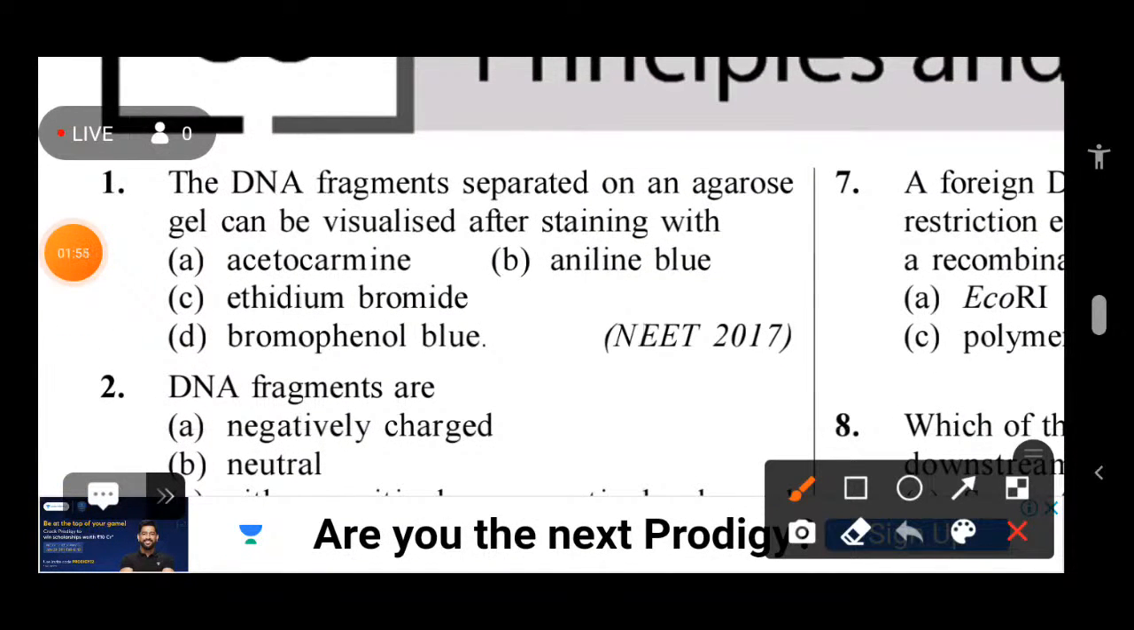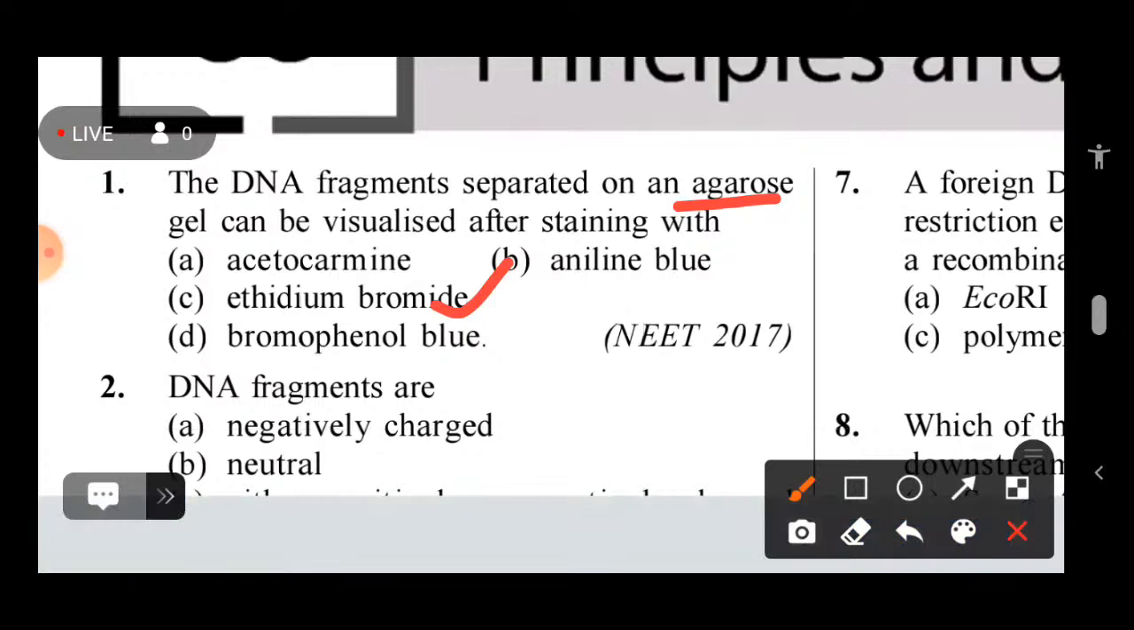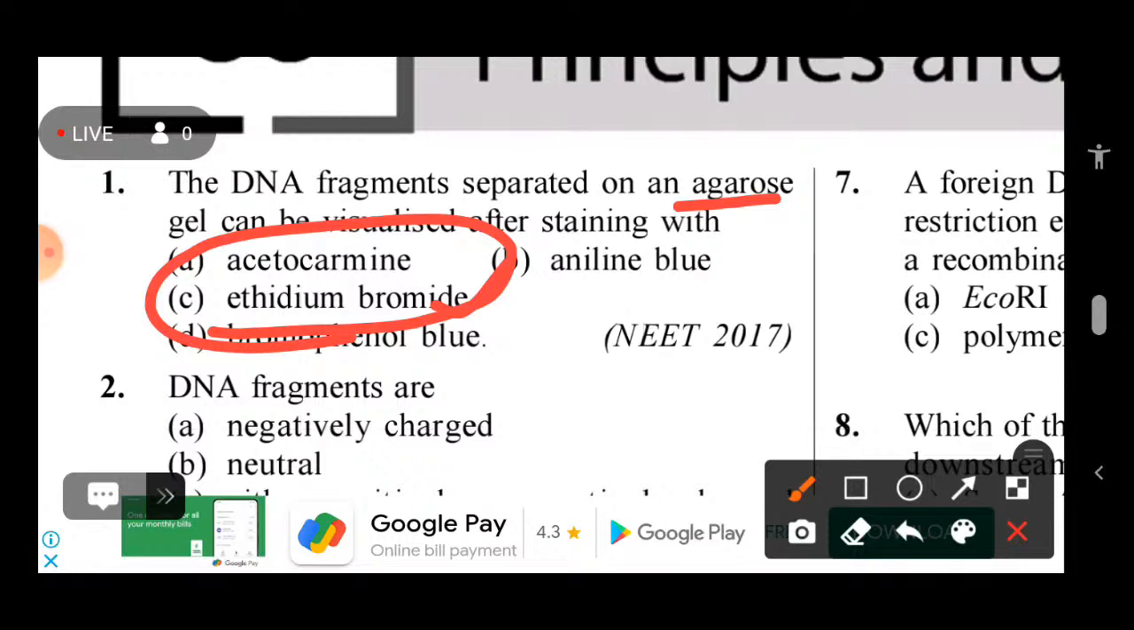First question: the DNA fragments separated on agarose gel can be visualized after staining with which of the following stains? Acetocarmine, aniline blue, ethidium bromide, and bromophenol blue. Here they are using ethidium bromide, because the separated DNA fragments can be seen only after staining them with a compound known as ethidium bromide. What is the color it is giving? It gives an orange colored band. Ethidium bromide is the correct answer.